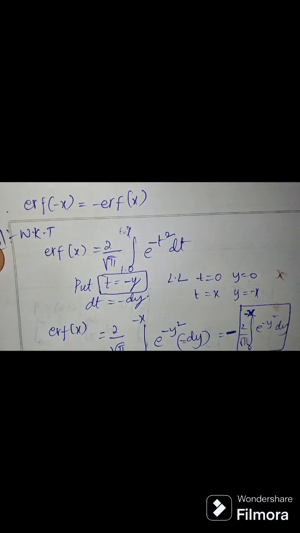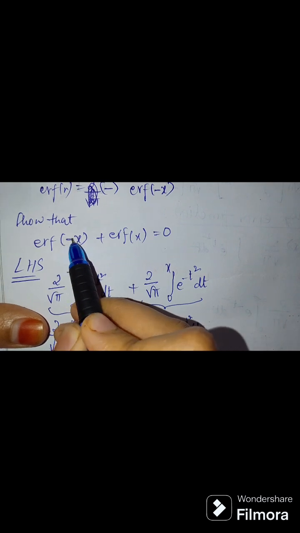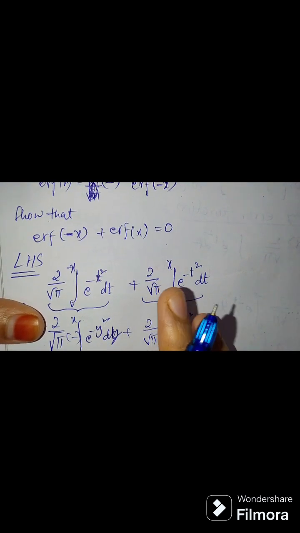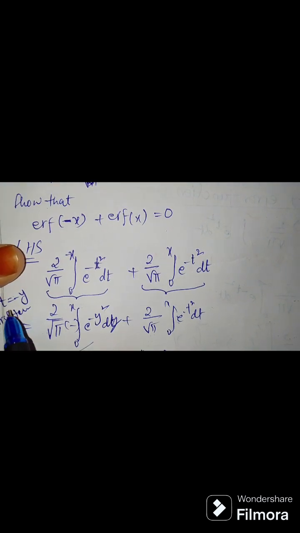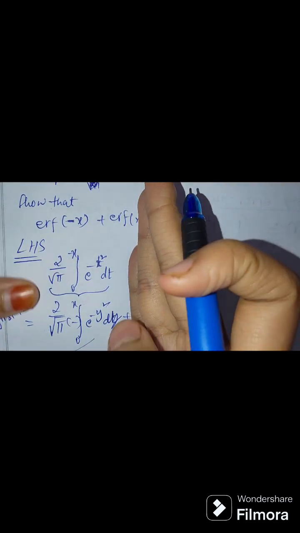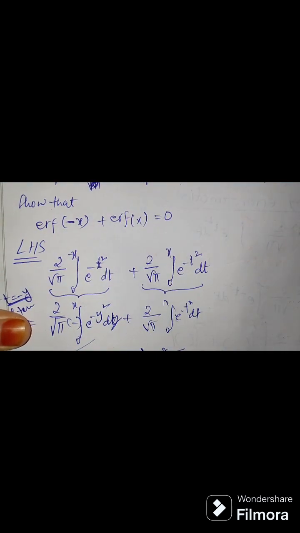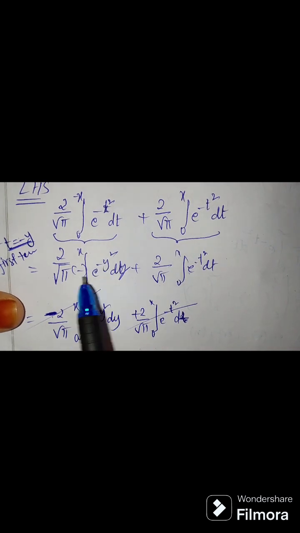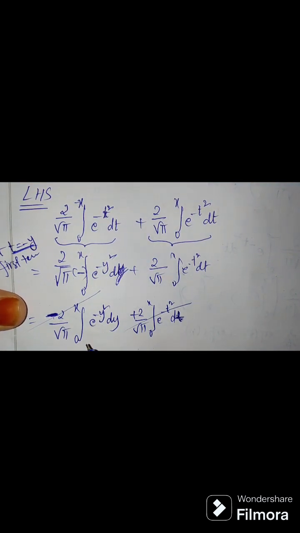Next question, show that error function of minus x. As we just saw, error function of minus x means the limits are from 0 to minus x, and here the limits are from 0 to x. So we'll take this minus. We'll put t is equal to minus y only in this term, and this will already get changed as we saw before. So we'll get a minus outside. Then this and this get cancelled. Here I'll get minus dy, so this and this get cancelled. So it will be equal to 0.